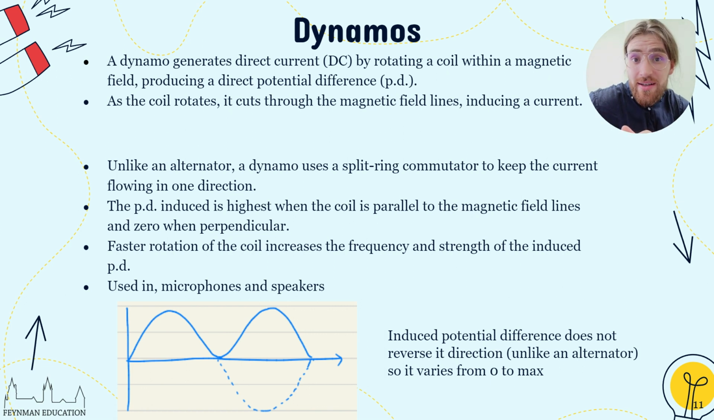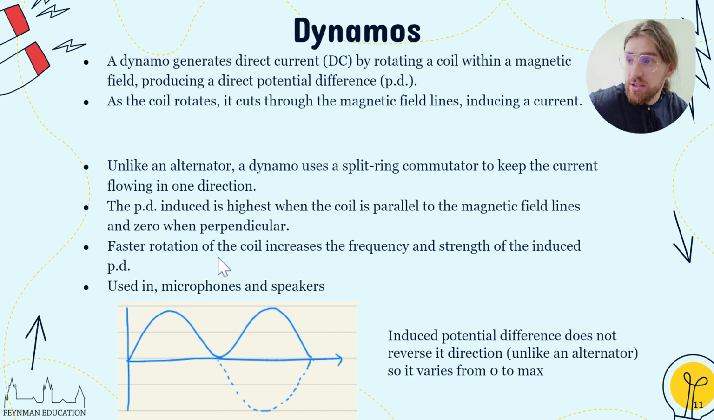And how it does this is by using a split ring commutator. You can go search it online, but all you have to know about a split ring commutator is that it's going to change the currents every half turn, to keep it going in one direction. So the potential difference induced is going to be highest when the coil again is parallel to the magnetic field lines, and then 0 when it's perpendicular. So it's a bit different to the alternator in that sense.